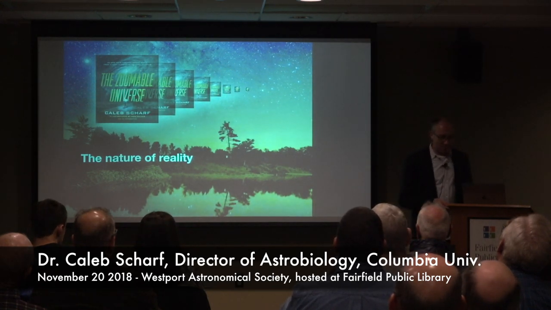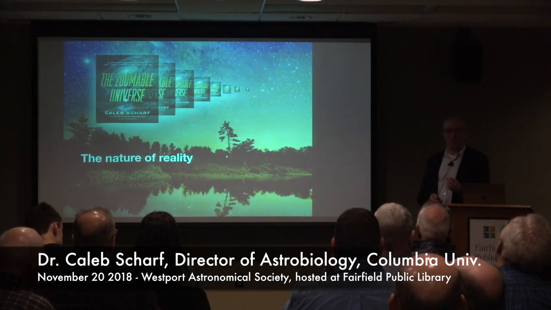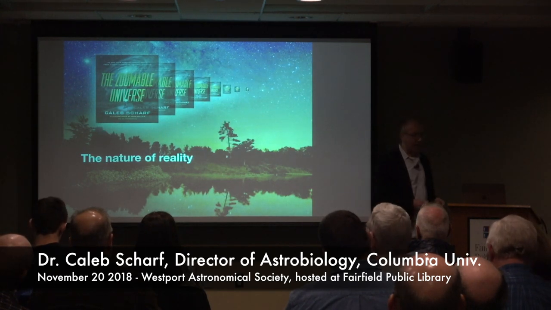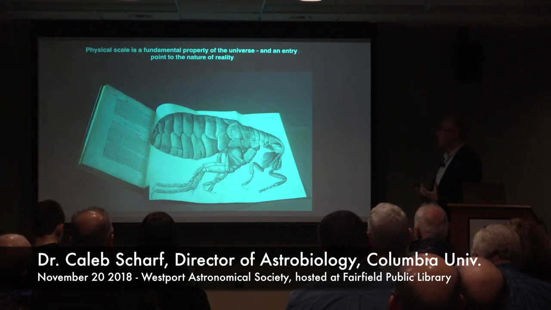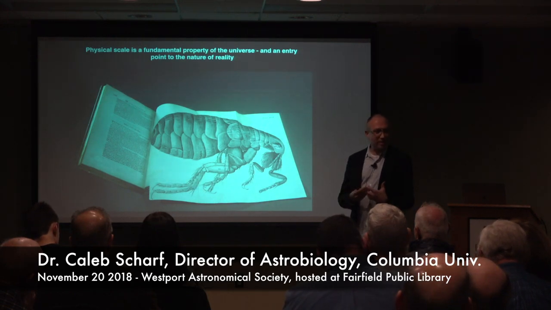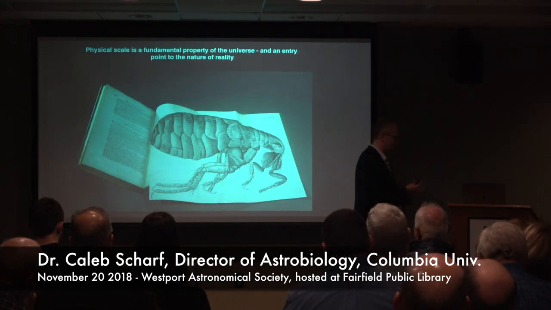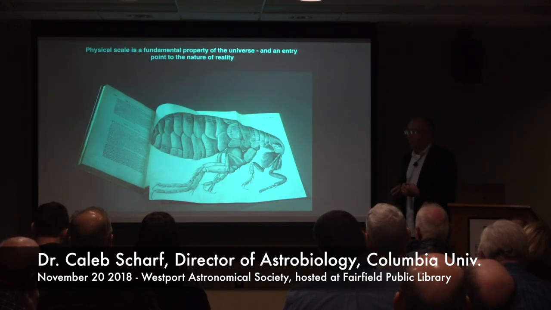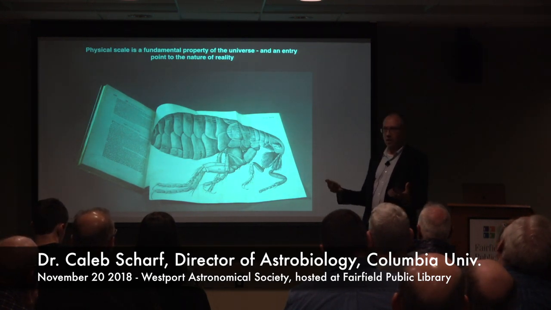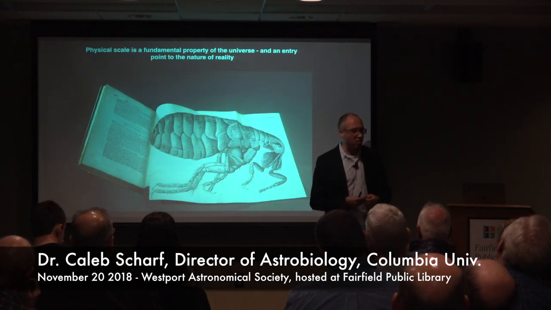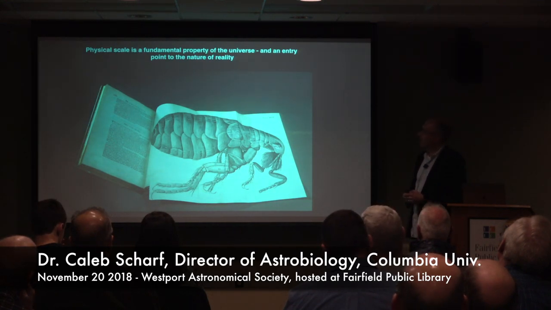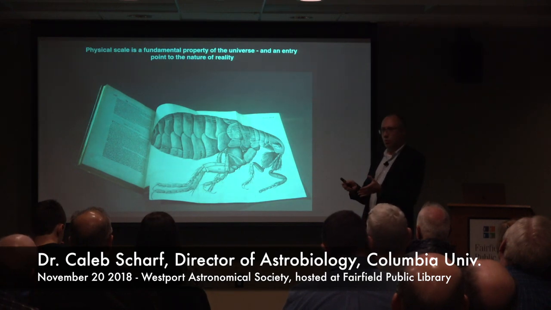The nature of reality, obviously, is something that humans have pondered for a very long time. And what I'm going to claim and try to show you through a number of steps this evening is that a very good entry point to thinking about the nature of reality is actually physical scale. It's something that we take for granted. Just even the concept that there is physical scale is something that we take for granted. But we live in this universe of three dimensions, and scale is actually a property of each of those dimensions. Scale, or distance, or length is a fundamental property of X, Y, and Z, the three dimensions that we live in. And it gives us an entry point to talk about the nature of reality.